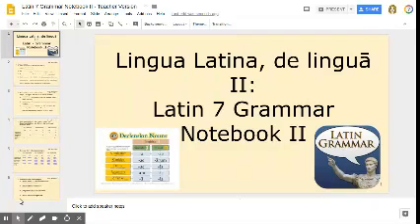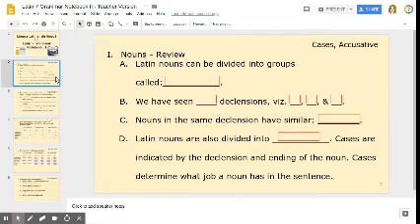Salve discipule. Today we're going to talk about the noun cases, and we're adding on two cases really, but focusing on the accusative case as well. But we really haven't talked about it in a while, so let's go back and review.